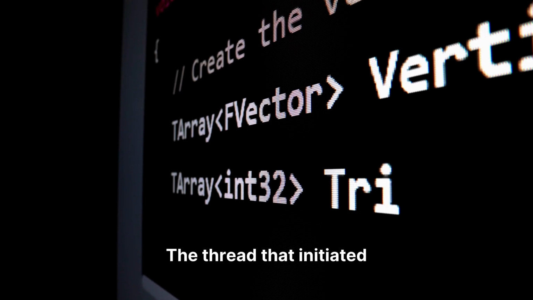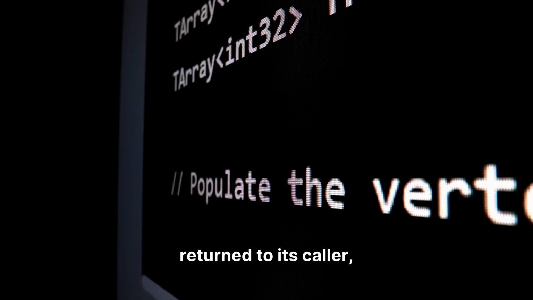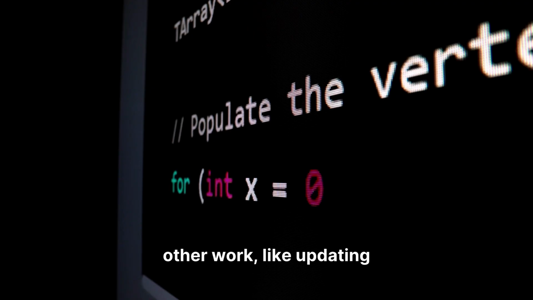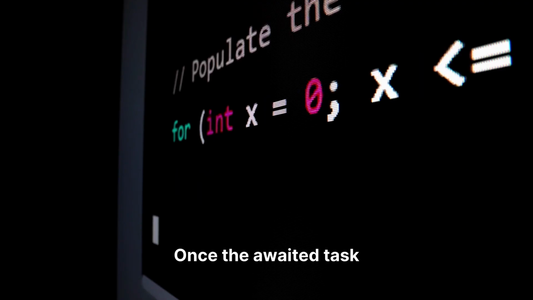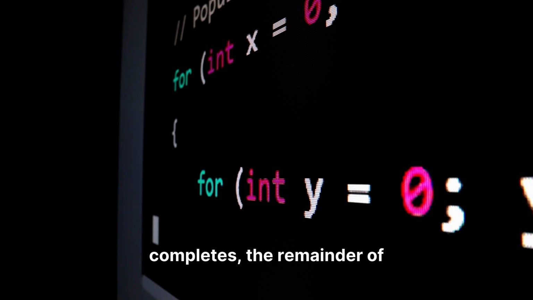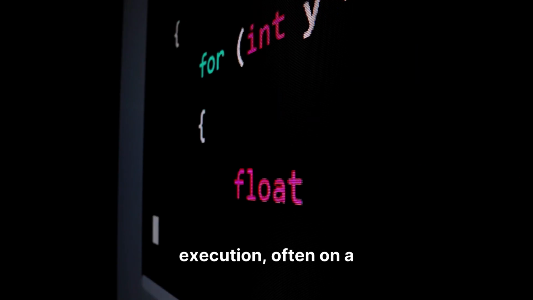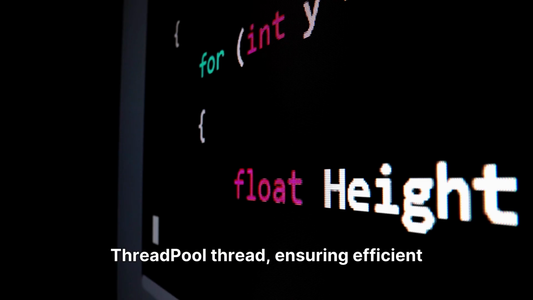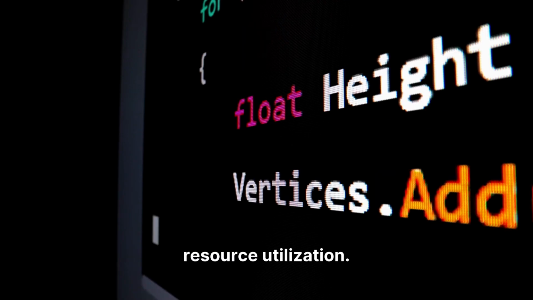The thread that initiated the await is immediately returned to its caller, freeing it up for other work, like updating the UI. Once the awaited task completes, the remainder of the async method resumes execution, often on a thread pool thread, ensuring efficient resource utilization.